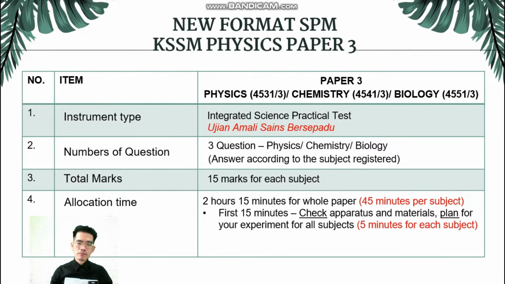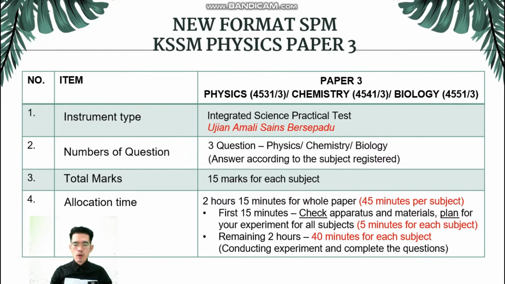However, in the first 15 minutes, the candidates have to check the apparatus and material, and they are allowed to read the question and plan their experiment. If divided by 3, each subject will have 5 minutes for the preparation. The remaining 2 hours divided by 3 gives 40 minutes for each subject. In the remaining 40 minutes for each subject, the candidate has to conduct the experiment and then complete the question. So the time planning is very important.